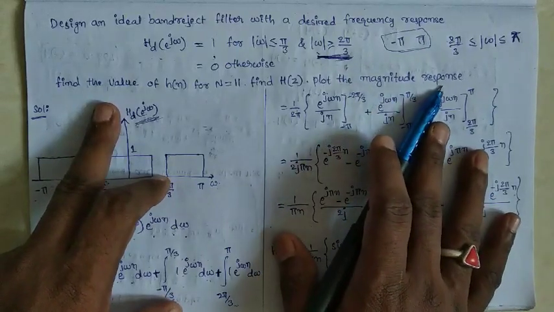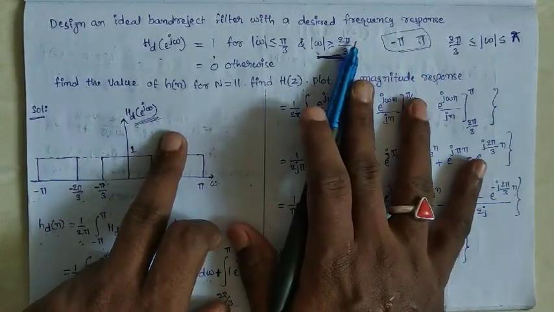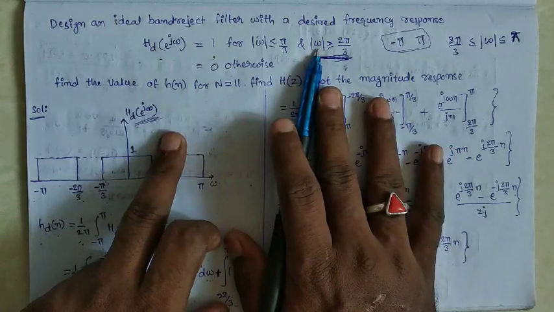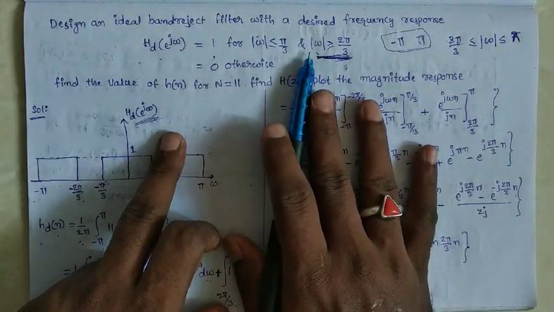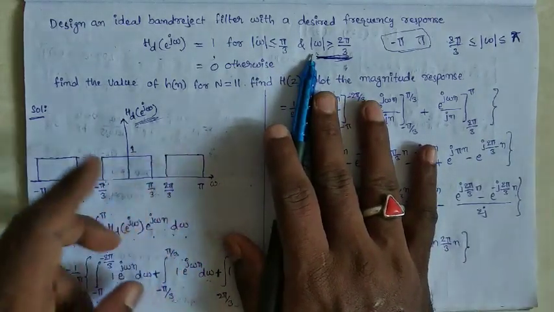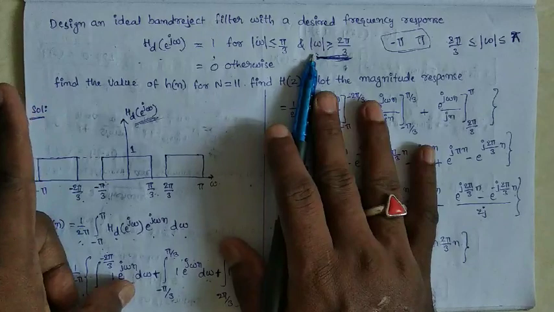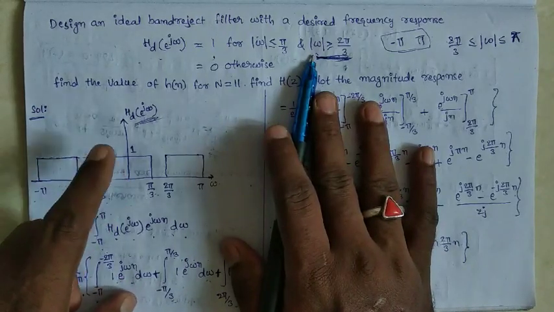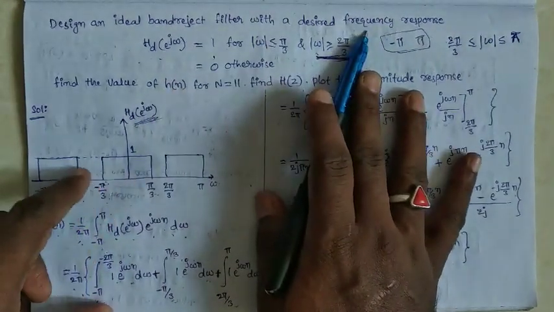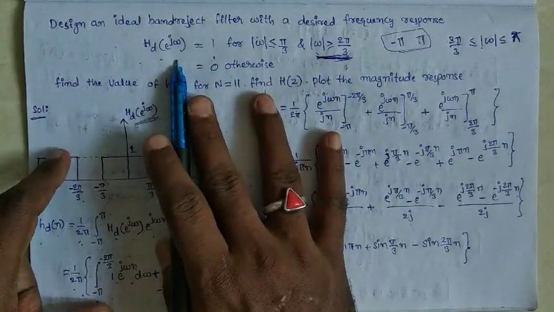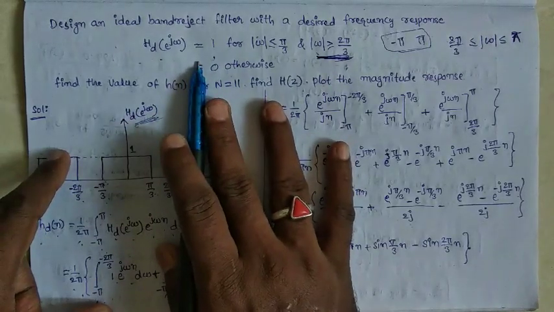Now we are designing a band rejection FIR filter. The following steps are used to design the band rejection FIR filter by using the Fourier series method. What is the first step? In the first step, we determine HD of n from the given specifications of the filter, meaning from the given HD of e power j omega.